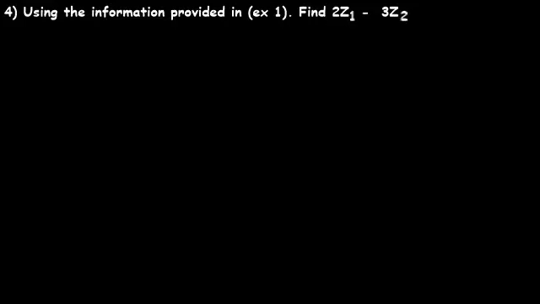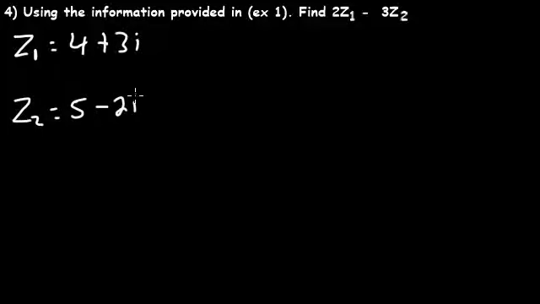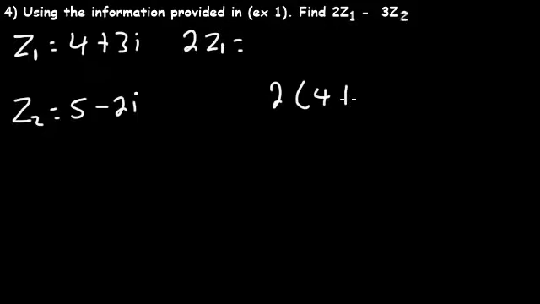Now each of these complex numbers has been multiplied by a scalar. So how do you handle this kind of situation? Here's what we have to do. Just like before, we said z1 is equal to 4 plus 3i, and at the same time, z2 is equal to 5 minus 2i. Perfect. Now to find 2z1, all you need to do is to multiply these two values by whatever is multiplying the entire complex number. In other words, you can just write this and just expand the bracket. Whichever way works best for you, you are good to go.